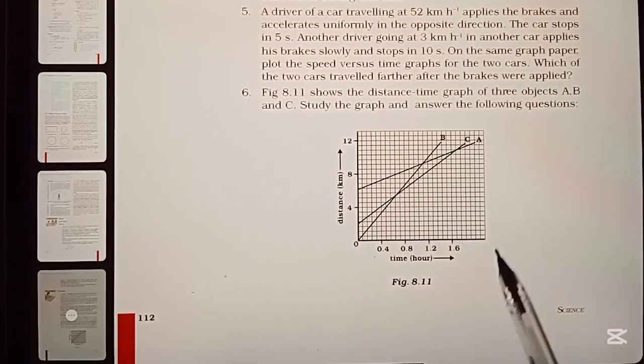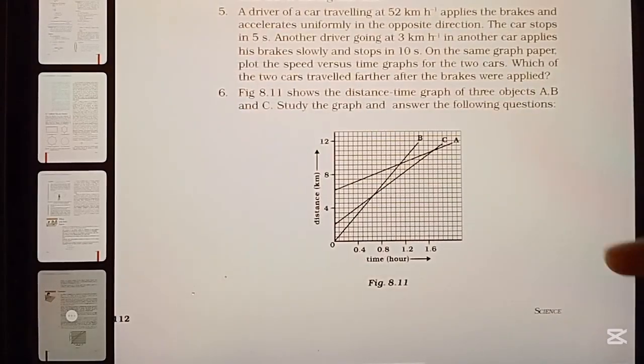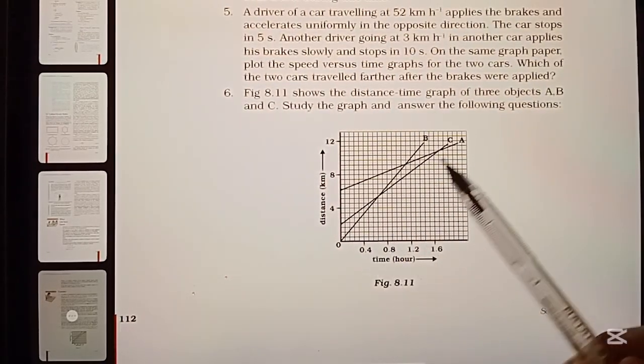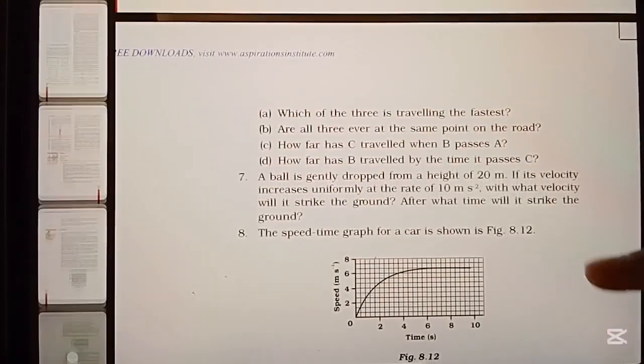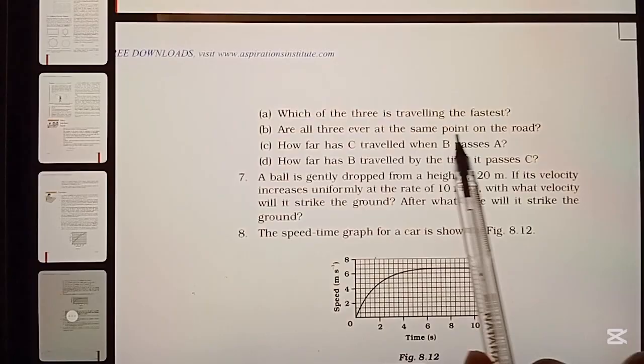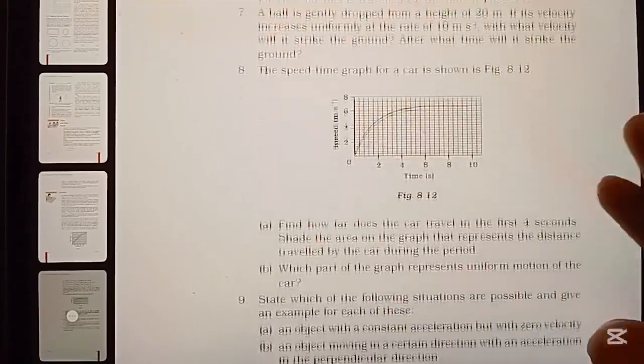This graph is also very important. What they might ask is which has the most distance and time. Distance and time will give you speed. Which of these has more speed, which is traveling the fastest, that is, has the most speed, and all three at the same point. So these questions are very, very important.